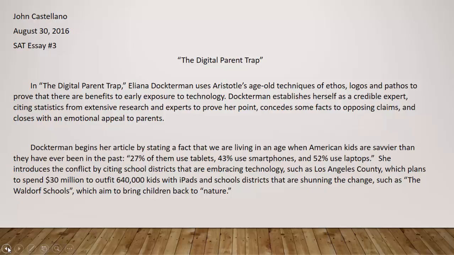Doctorman establishes herself as a credible expert. See, that's what she does. That's ethos. Citing statistics from extensive research and experts to prove our point. Concede some facts to opposing claims. Right there. That's logos. See, I'm saying that she concedes some facts. She gives up some things to the other side. And she closes with an emotional appeal to parents. That's pathos. Okay, so I said she uses ethos, logos, and pathos, and then I briefly explain how she uses ethos, logos, and pathos. And then I get to my first body paragraph.